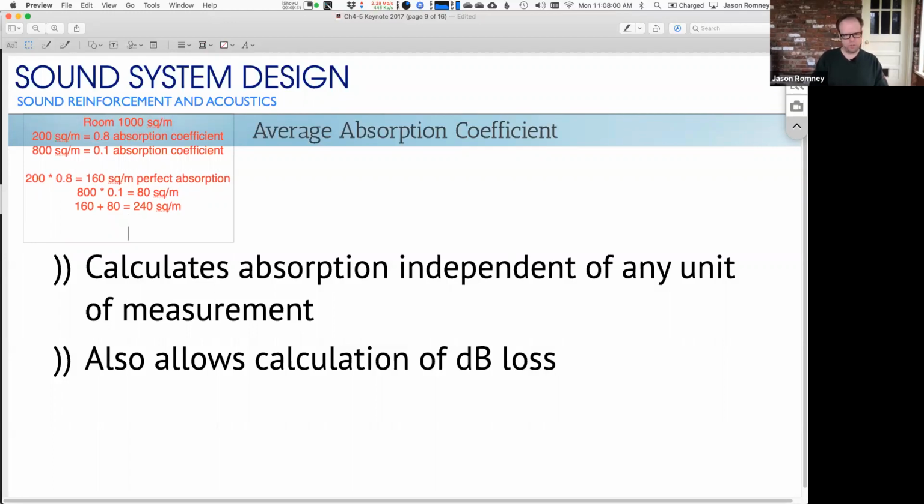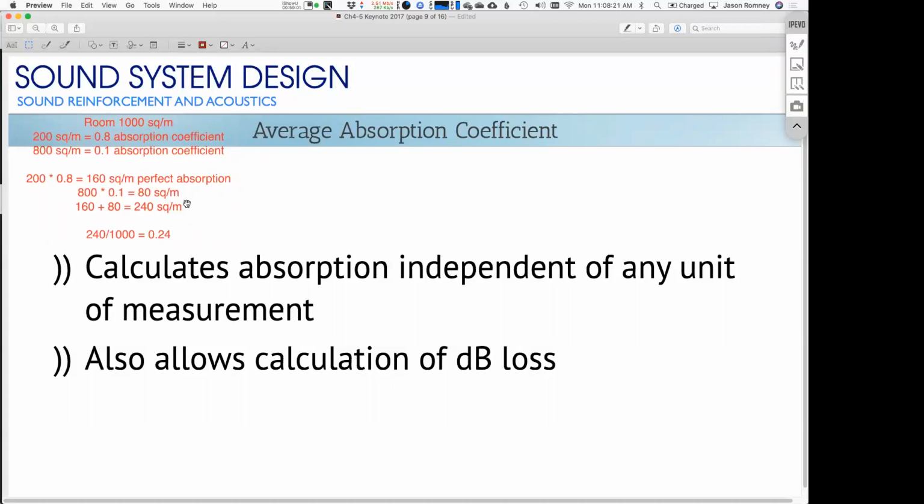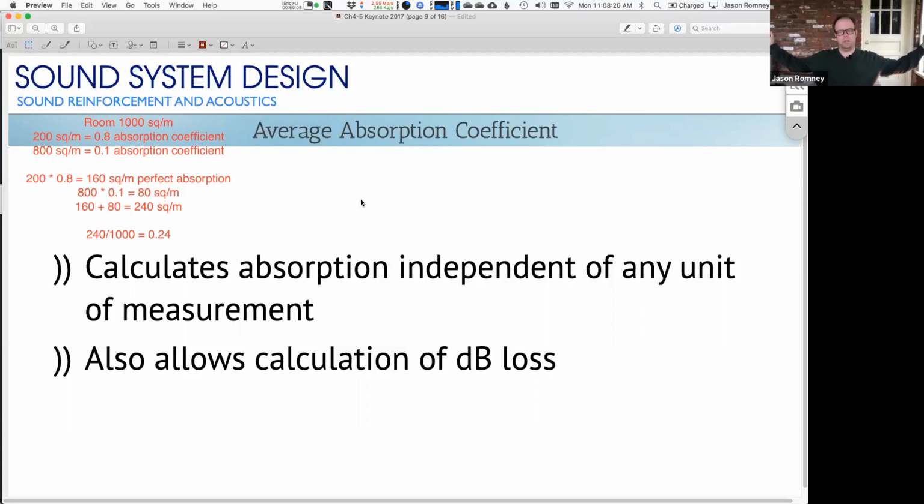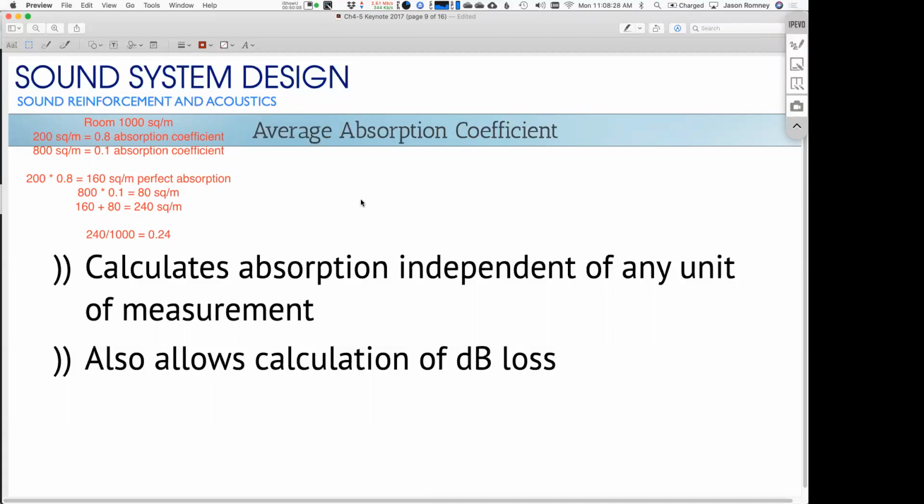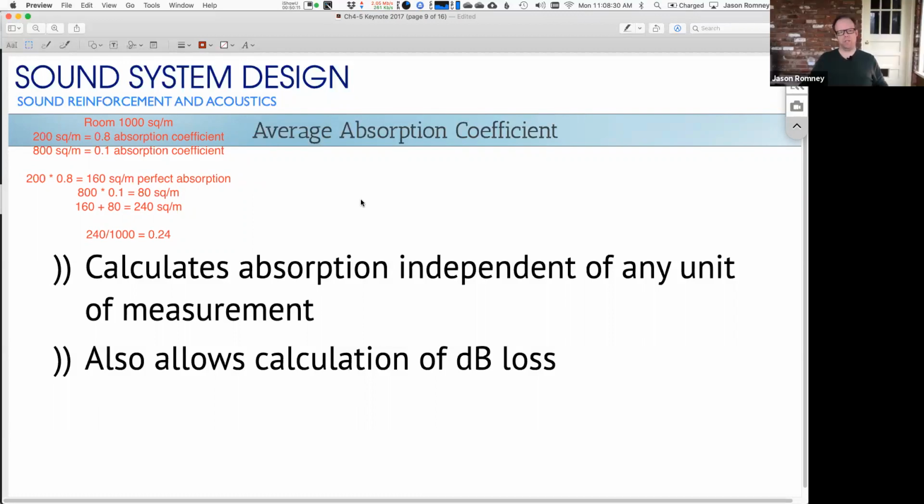So if we've got 240 square meters of perfect absorption in a room that is 1,000 square meters of total surface area, we could say 240 divided by 1,000, and we get what? 0.24. That is the average absorption coefficient of our room. So the room in general absorbs 24% of sound. You put sound into that room, and 24% of that sound will get absorbed when it hits the walls, and the rest comes back at you.